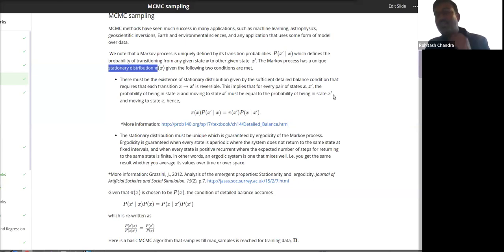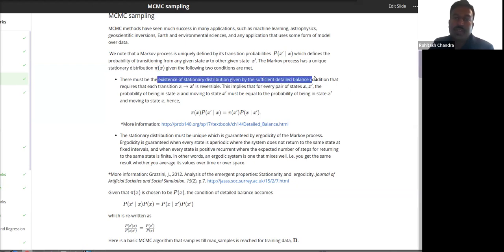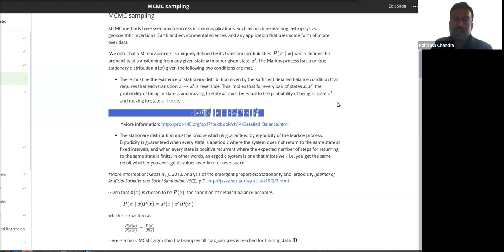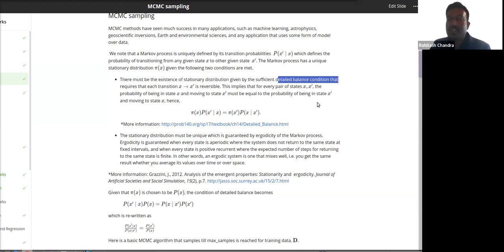but you can call it that given that two conditions are met, right? There must be an existence of a stationary distribution given by the sufficient detailed balance condition. It requires that each transition from X to X bar is reversible. This implies that for every pair of states X and X bar, the probability of being in state X and moving to state X bar must be equal to the probability of being in state X bar and moving to state X. So this is the definition of the stationary distribution, given the detailed balance condition is met.